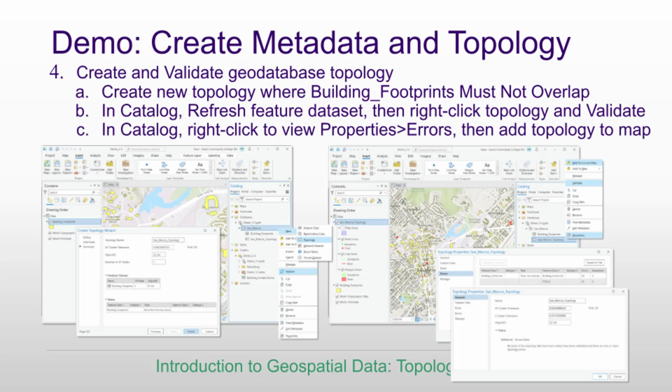In step 4, we'll create and validate geodatabase topology that will identify buildings that overlap. First, we'll create the new topology with the rule building footprints must not overlap. Then in the catalog pane, we'll refresh the feature dataset so we can see and right-click on our newly created topology and validate it. And then last, in the catalog pane, we'll right-click the topology to view the properties and the number of errors, and then add the topology to our map view.